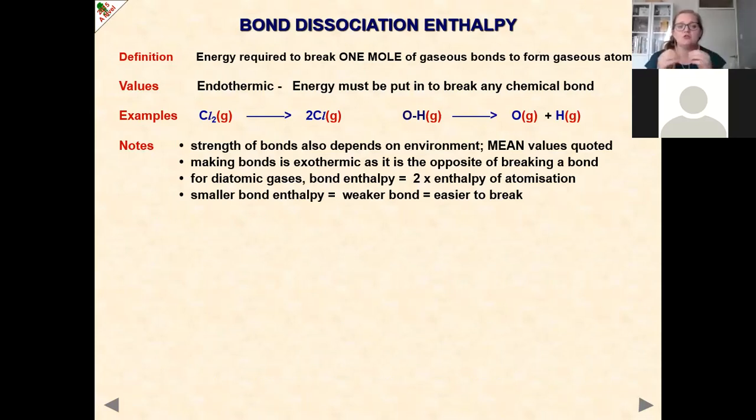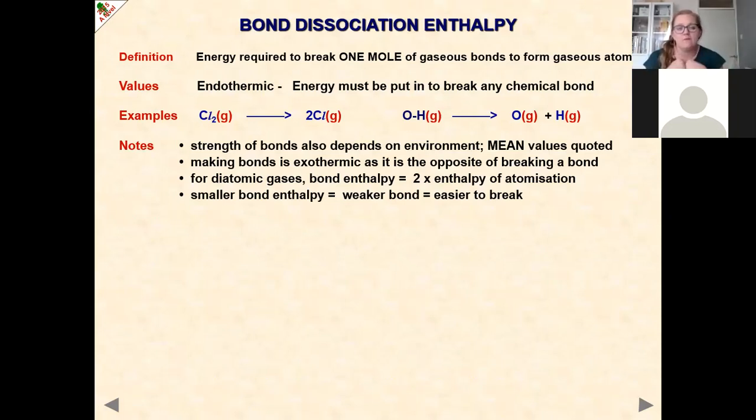So we go from Cl2, which is chlorine. Chlorine, as it's a gas, is a diatomic molecule. It's always found together. To break them, it would become 2Cl in gaseous form. Okay, and that's because we have 2 separate chlorine gas atoms. Another example is OH, gaseous. We'll go to O plus H.